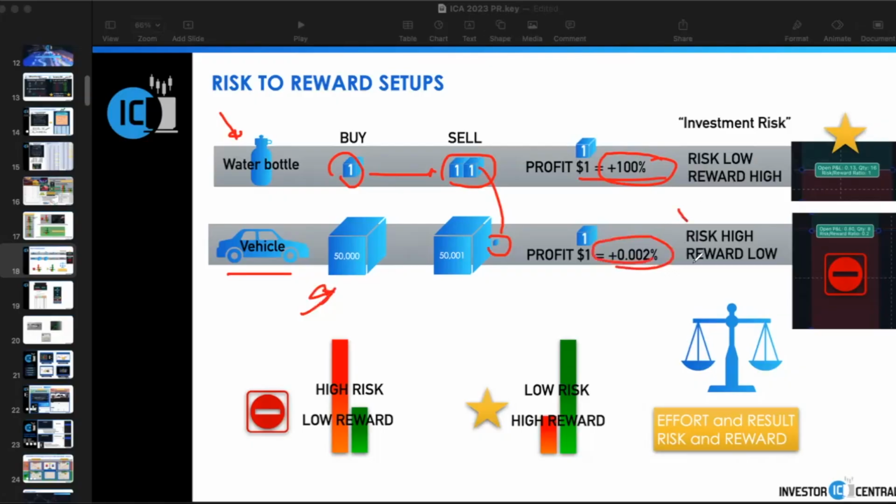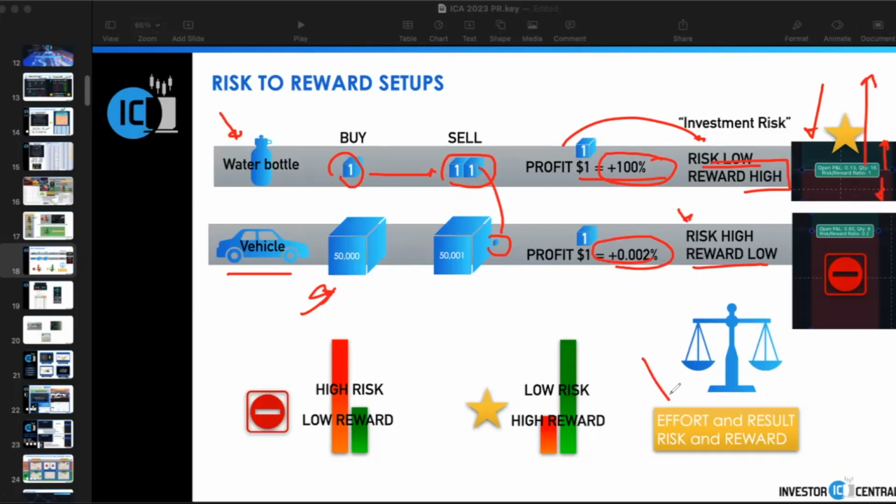Your risk is much higher for a much lower reward, versus you have a much lower risk for a higher reward. What you're looking for is a situation where you have reward and risk that can be balanced out in order to get a higher reward to risk.